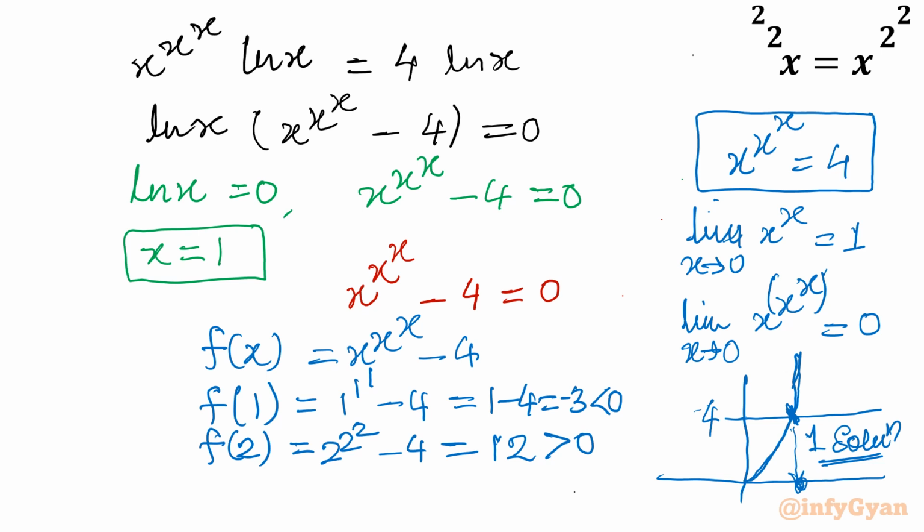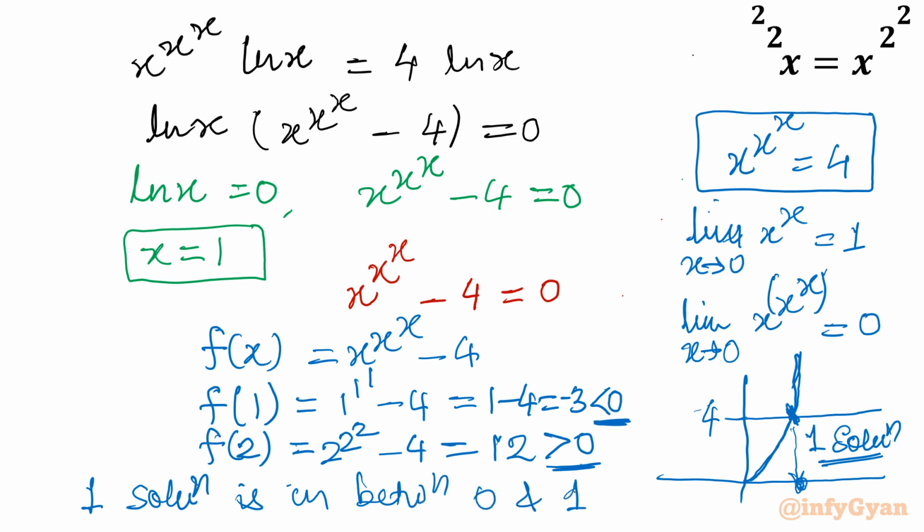Now you can see the sign change is there. That means there is one solution between 1 and 2. These two values. So we will find the solution which is between 1 and 2. Let's find out how we will calculate. The formula I will use is x(n+1) equal to x(n) minus f(x(n)) divided by f dash x(n).